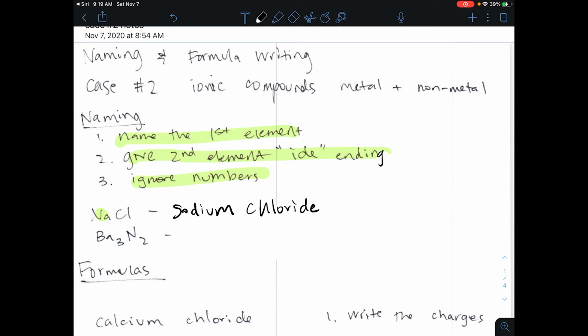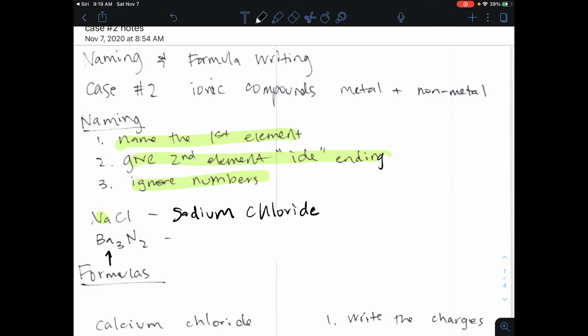Second one, you get to ignore the numbers too, so that's really important. You don't need to do anything numbers-wise for case 2. So you name the first element, which is that one, and then give the second one an IDE ending. Go ahead and pause it, think about what that would be, maybe try to write it.